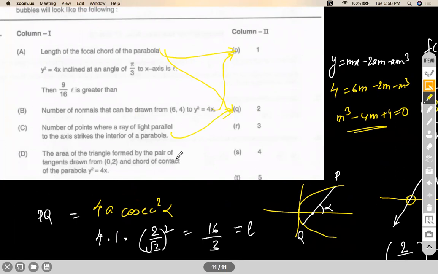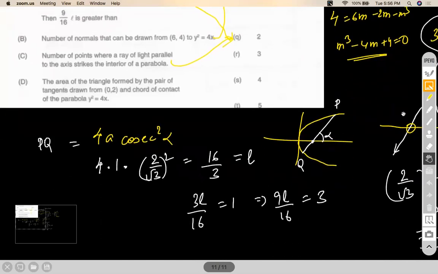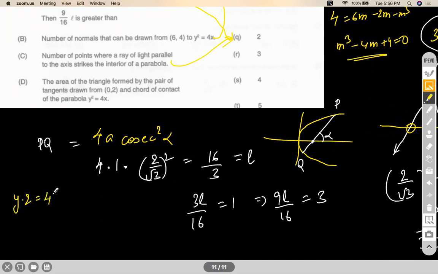So next, the area of the triangle formed by the pair of tangents from 0, 2 and the chord of contact. Let's figure that out as well. So chord of contact equation will be T equal to 0. So T equal to 0 means y into 2 is equal to 4x plus 0 by 2. So y is equal to x is the equation of the chord of contact.